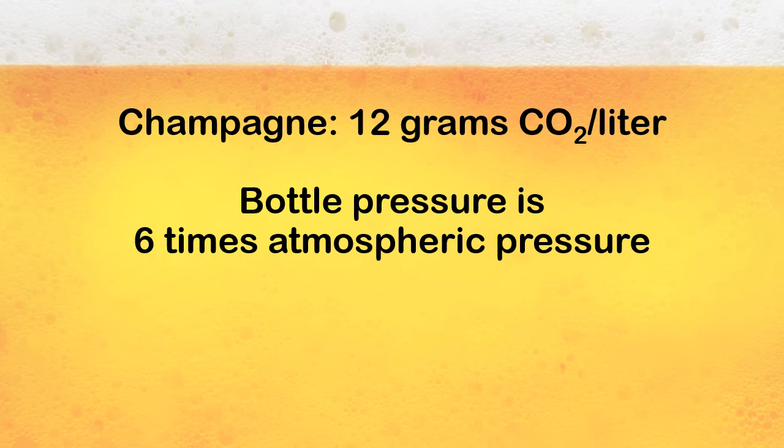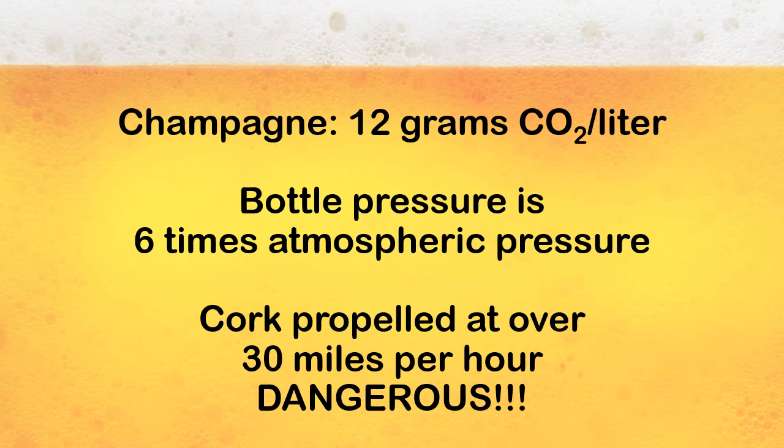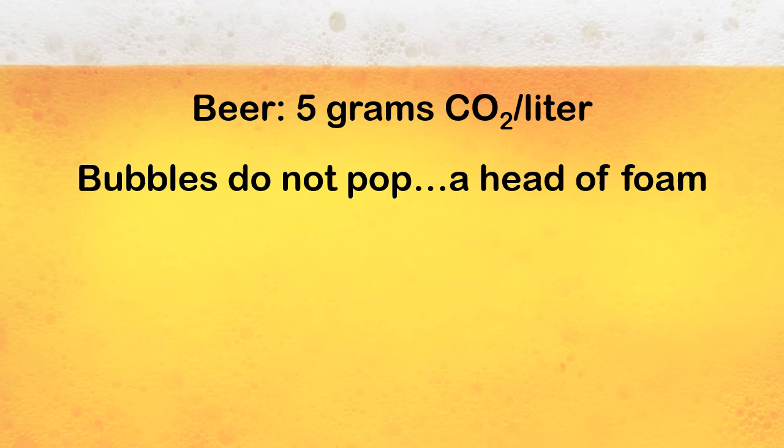Champagne has about 12 grams of CO2 per liter, and public safety announcement, the bottle pressure is about 6 times atmospheric pressure, which can propel the cork at over 30 miles an hour. Particularly if your champagne has a plastic cork, really be careful where you point that thing because it can do some serious damage. Might even take an eye out.